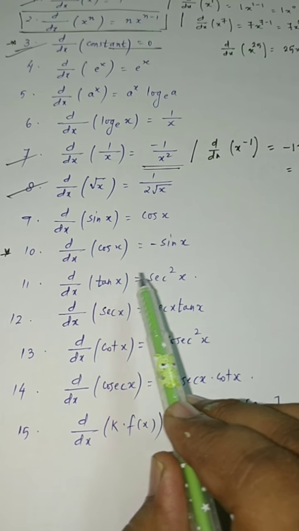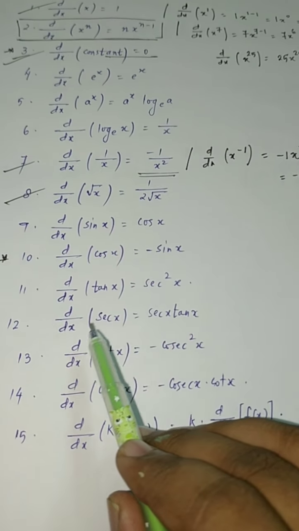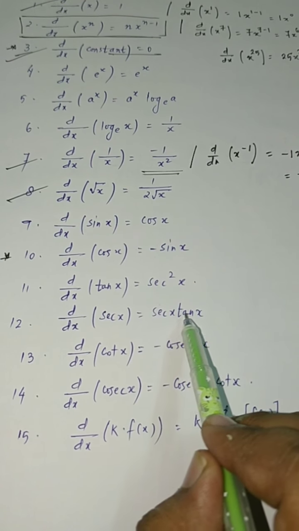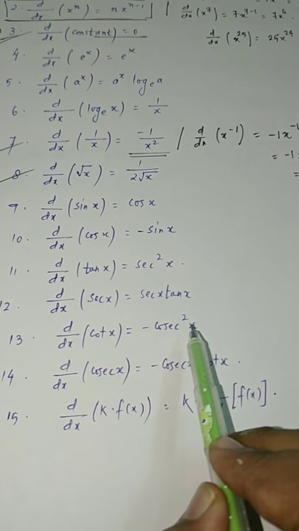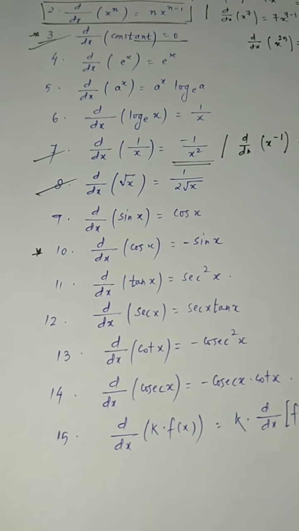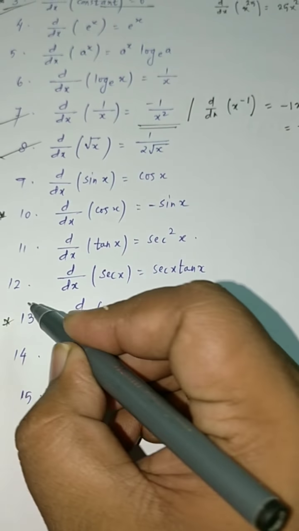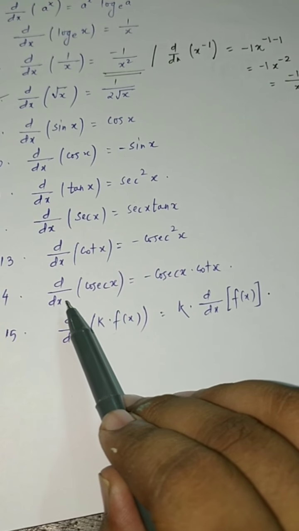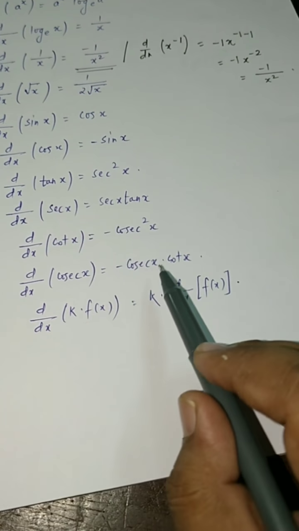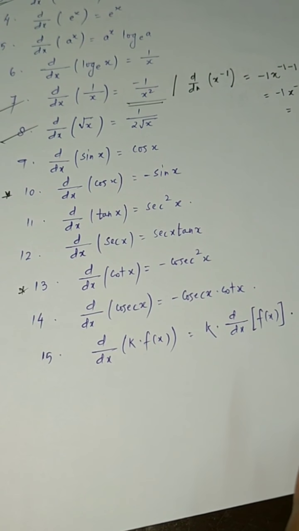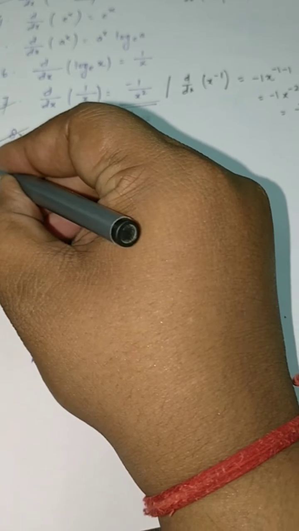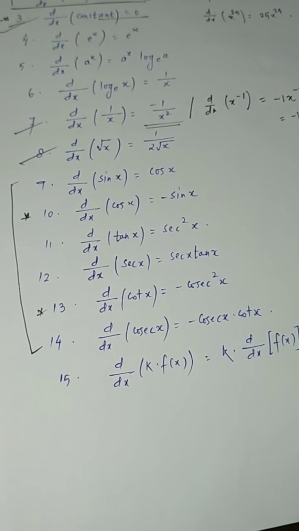d/dx of tan x is sec square x. d/dx of sec x is sec x multiplied by tan x. The derivative of cot x is negative cosec square x. So again in this formula we are getting a negative sign, formula number 13. And even in the 14th formula, d/dx of cosec x, we are getting a negative cosec x multiplied by cot x. So formula number 9 to 14, we have to memorize as such. This 9 to 14.